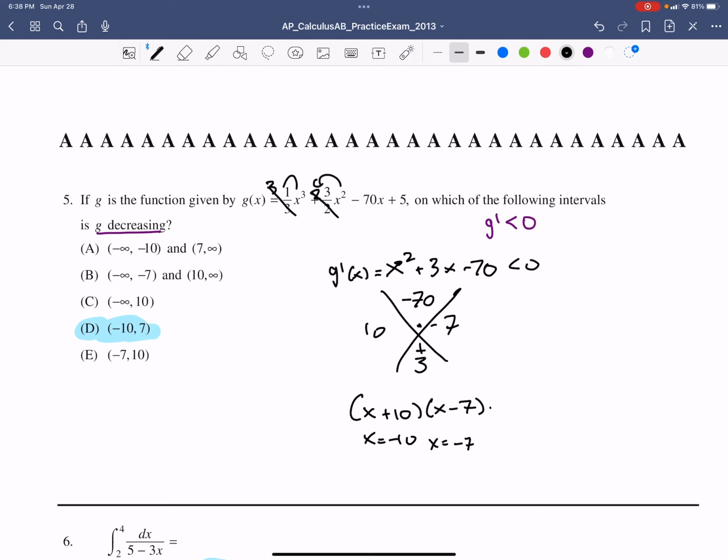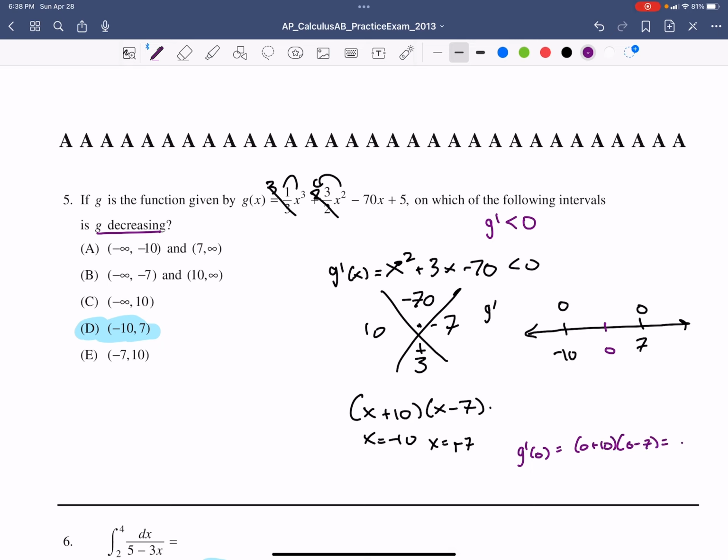We're trying to figure out when the first derivative is equal to 0, so you're going to do the first derivative test. You're going to plug in negative 10 here, and this is going to be positive 7. So this represents the sign of g prime. And if I plug in, let's say 0, g prime of 0 is equal to 0 plus 10 times 0 minus 7.